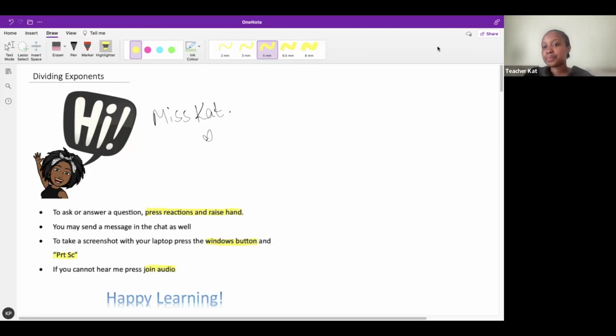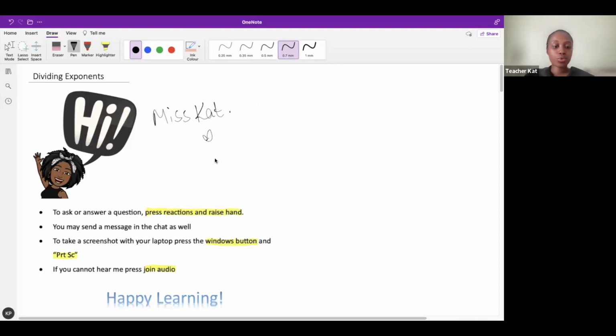So today we are continuing with exponents and we will be dividing exponents. So this is lesson 2 of exponents, okay? Remember in lesson 1 we were multiplying. So some of the questions today will be combining law number 1 and law number 2, okay?